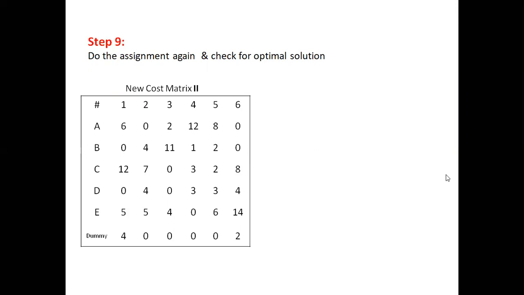Here I have to do the assignment again. When I do the assignment, similarly, I have to follow the same procedure. First assignment goes to C row because C row has a single 0. A has 2 zeros, B has 2 zeros, so I'm not assigning there. C will come, and then subsequent zeros in the third column will get cancelled. Next, E row will get the second assignment, and then subsequent zeros will be cancelled.